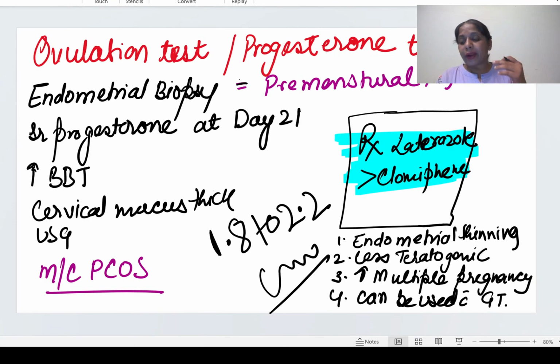Yes, Isaac, you are right. Dr. Isaac, you are right. No fern pattern is seen in the luteal phase.